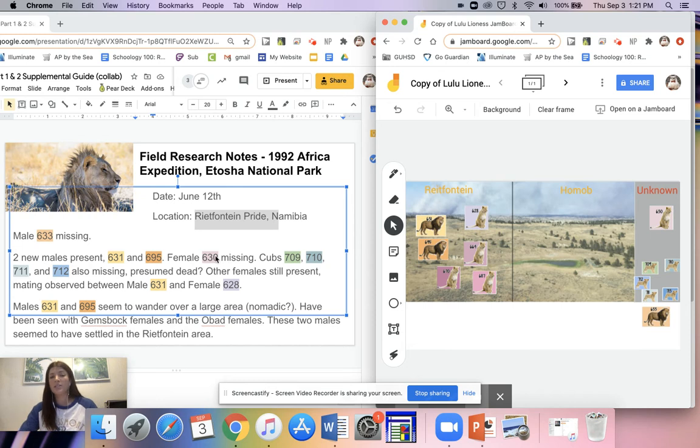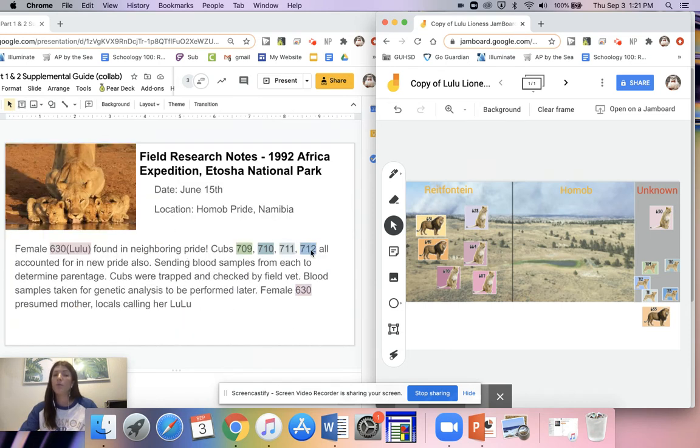So I'm not going to do the rest of the slides for you, but this is how you're going to move through every slide. You're going to read. When you see a highlighted lion, you're going to look at, okay, what location are they in? Are they there or are they missing? And you're going to move them.